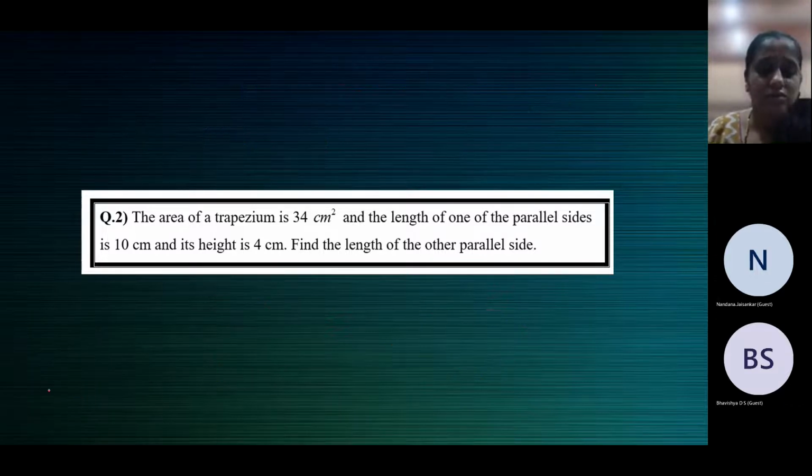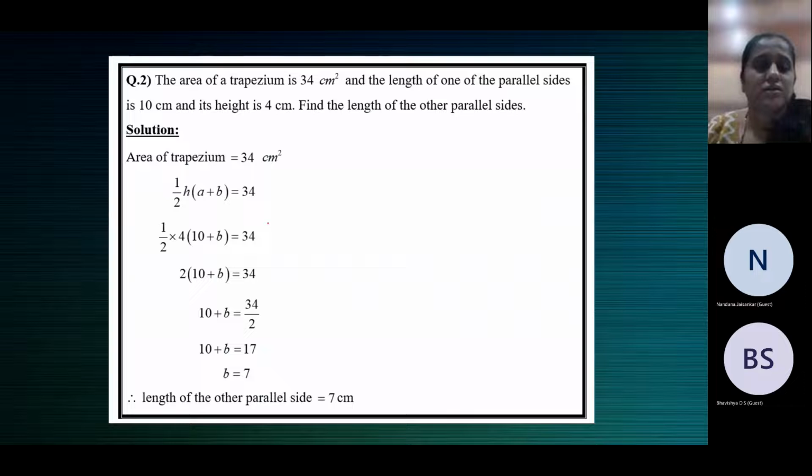All right. So here the area of the trapezium is given. The length of one of the parallel sides is given to be 10 centimeters and its height, that means the distance between the parallel sides, is 4 centimeters. Find the length of the other parallel side. See here. Listen to me, children, please. So we have h, which is the distance between the parallel sides. We know this. We know the length of one parallel side. We don't know this one. And we know that the area of the trapezium is 34.